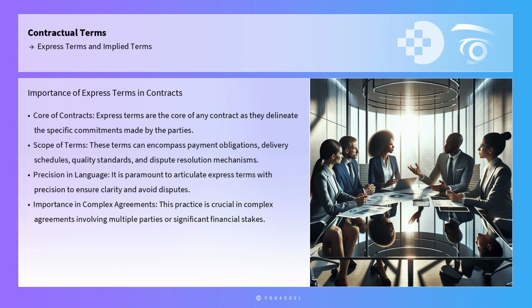Practitioners should employ clear and unambiguous language, ensuring that each party's rights and obligations are explicitly recorded. This practice is particularly crucial in complex agreements involving multiple parties or significant financial stakes. For instance, in a supply contract, express terms regarding delivery timelines, product specifications, and payment conditions can prevent misunderstandings and provide a clear framework for performance evaluation.